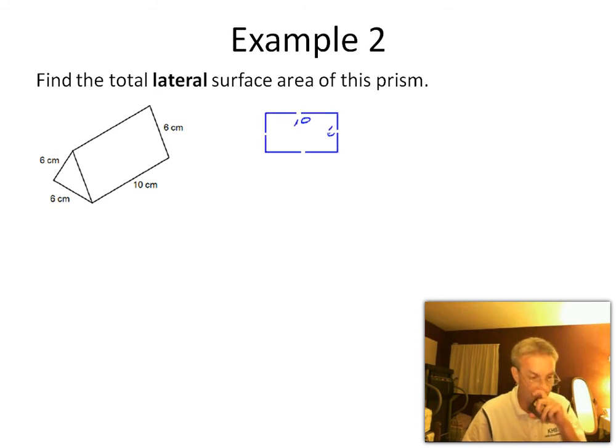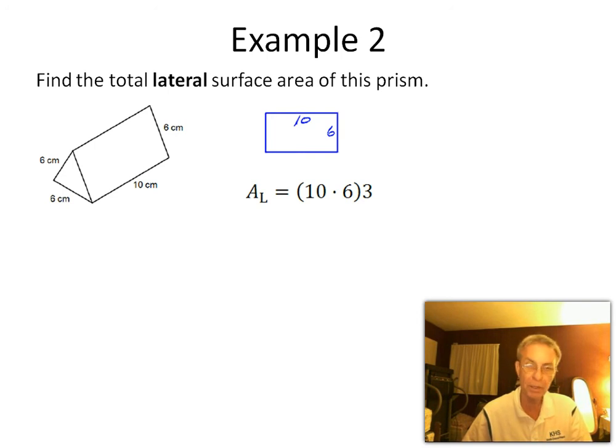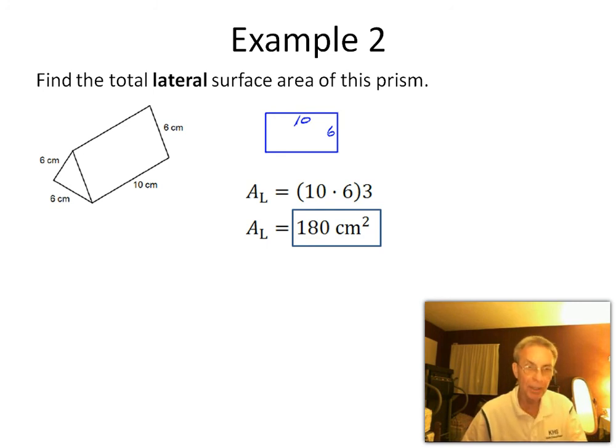So since it's an equilateral triangle, we know that we have 3 rectangles that all have the dimensions of 10 by 6. So one of these is going to have an area of 60, so we multiply that by 3, which is indicated by this formula right here. 10 times 6 times 3 gives us a total of 180 square centimeters of lateral surface area. Okay, we're going to take that result and add it to the area of the 2 bases in the next example. That will give us the total surface area.